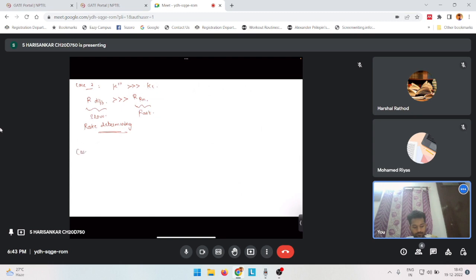And case 3 is where K double dash is equal to Kc. So both are of equal values, and that means both of these have control over the reaction. So both external diffusion and surface reaction have control. So this is also called intermediate control.